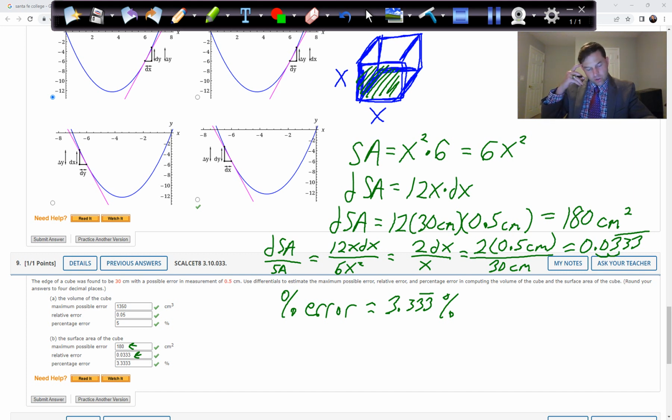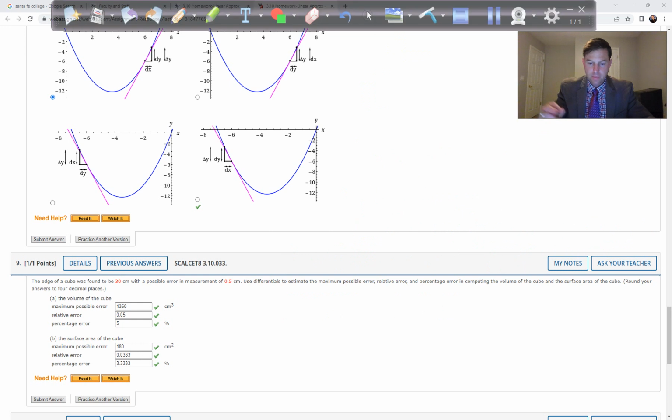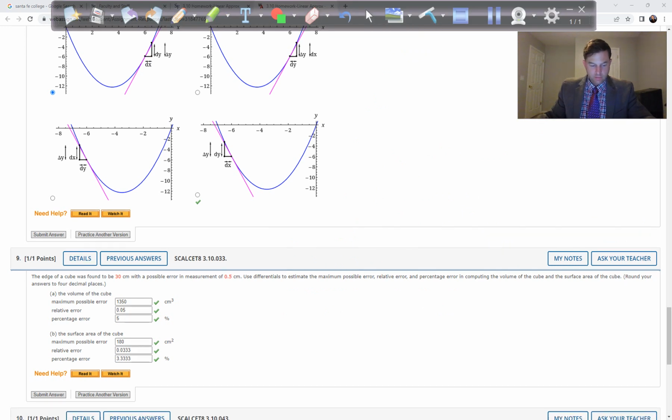So notice your percentage error is not as large with this because your error only shows up in the multiplication of your x times your x. When you add 6 of them, it doesn't increase the error more. So in 2 dimensions, you have less error than in 3 dimensions, because that error is being multiplied 3 times versus the error being multiplied twice for a 2-dimensional idea. Okay, and that's for problem 9.